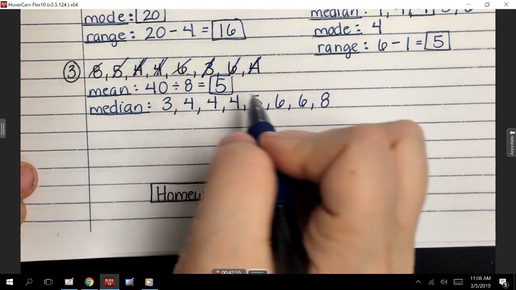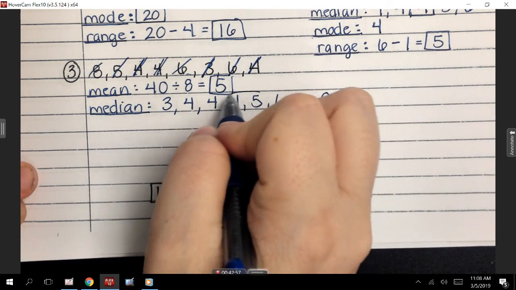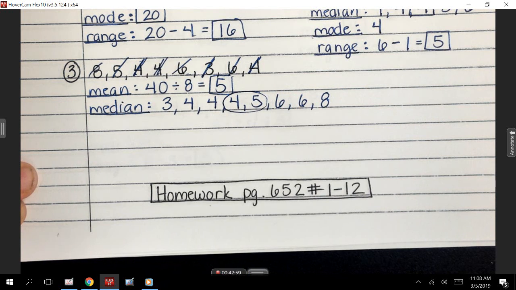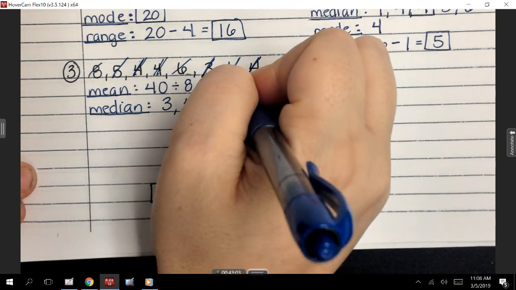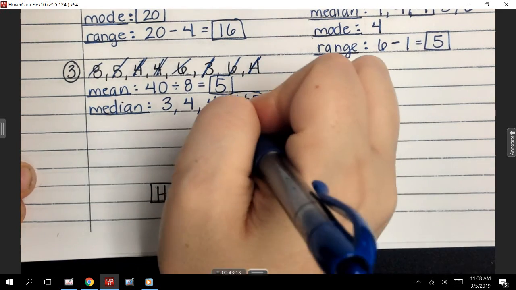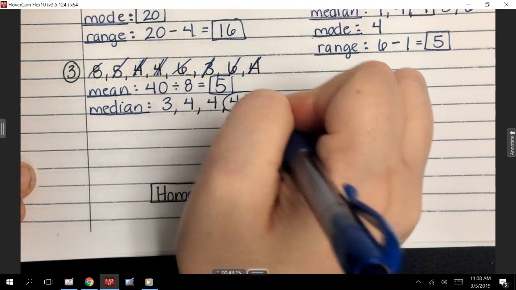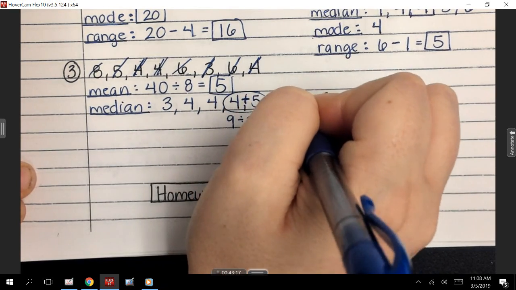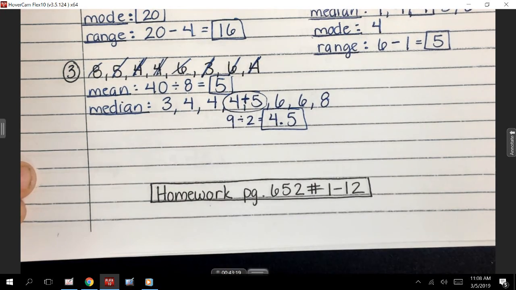What do you notice happens in the middle here, Owen? 4 and 5 in the middle. There are 2 numbers in the middle. So what we're going to have to do is find the average. We're going to add them together. 4 plus 5 is 9. How many numbers did I add? 2. So what am I going to divide by? 2. So 9 divided by 2 gives me 4.5. You can use your calculator to divide that if you need to.